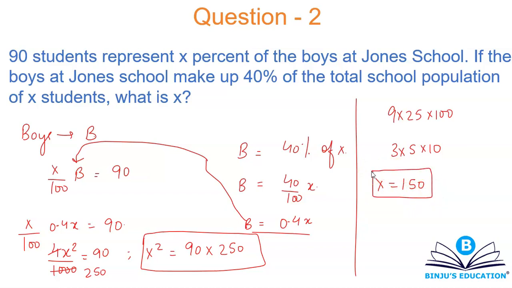So I have again decoded line by line. 90 students represent X percent of the boys. So let the boys be B. So X percent of B is 90. Then 40% of the total population of X students is boys. So 40% of X is equal to B. And then I have combined both the statements, going line by line, one by one. That's what you're supposed to do when it comes to percentages.